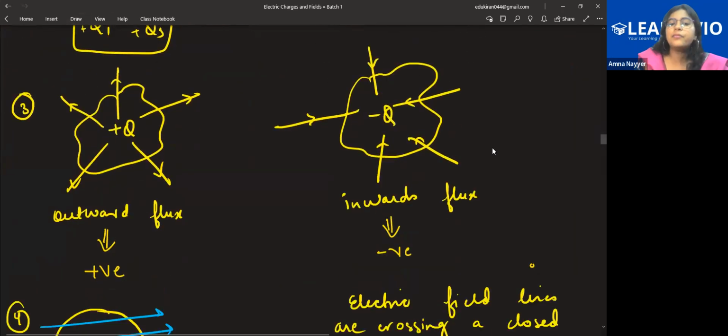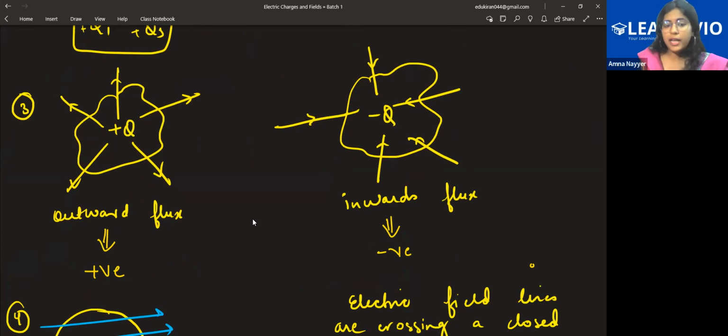Now, the next property is easier than this one also. It says that if the flux's direction is outwards, it's a positive flux. If it is directed inwards, it's a negative flux. That's it. And you already remember this from electric field lines also, what we have studied in electric field lines.